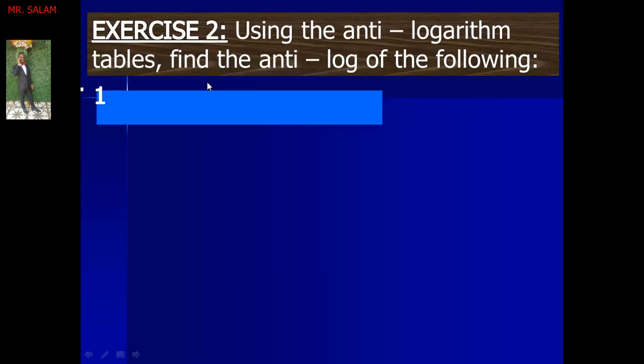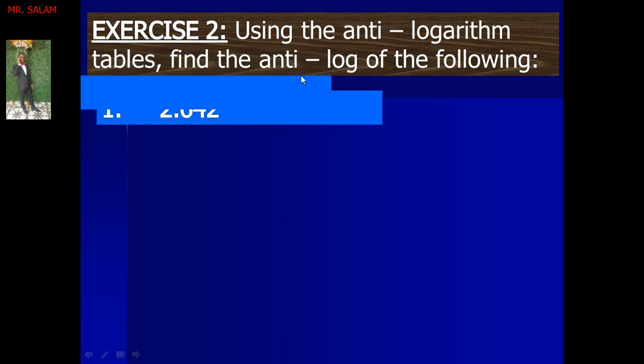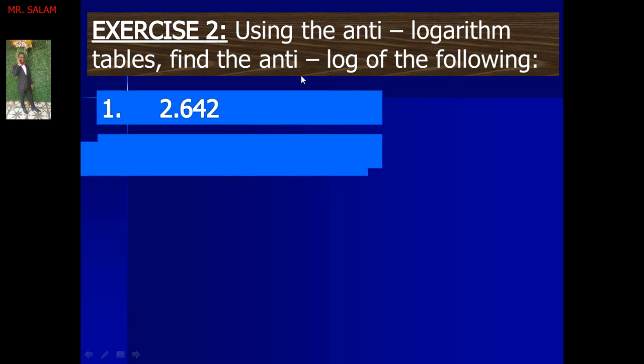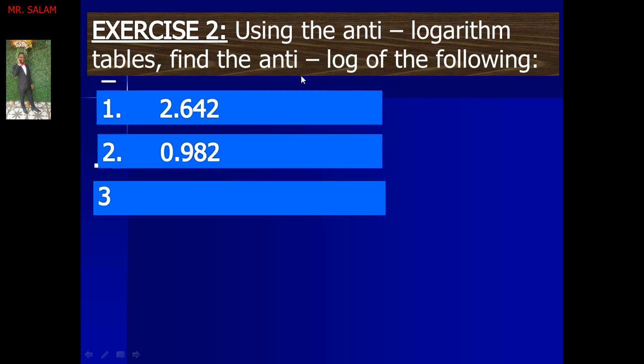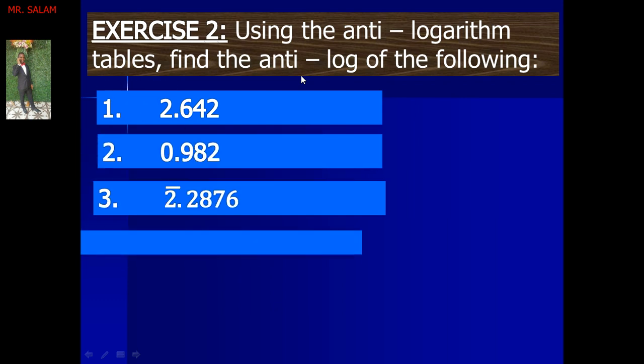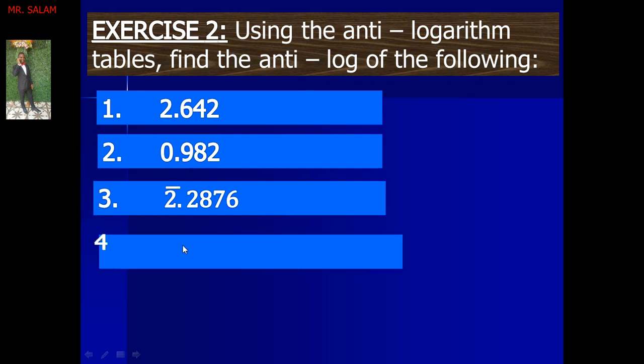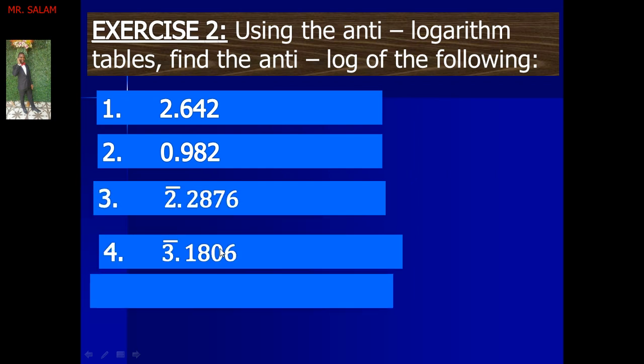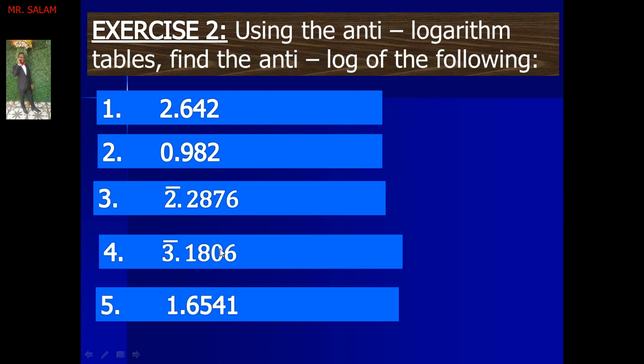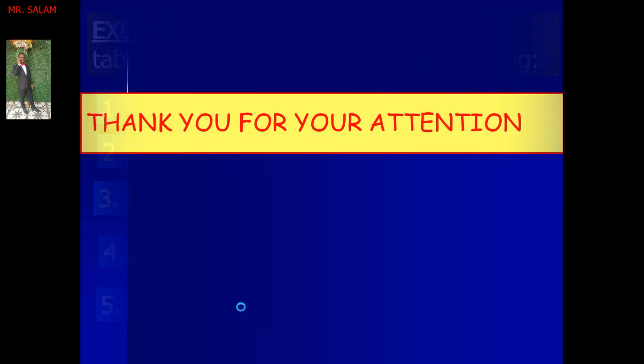Let's look at exercise 2. Using the antilogarithm tables, find the antilog of the following. Number 1, 2.642. Number 2, the antilog of 0.982. Number 3, the antilog of bar 2.2876. Number 4, the antilog of bar 3.1806. And number 5, the antilogarithm of 1.6541. So you can go back to the video one more time for proper understanding.